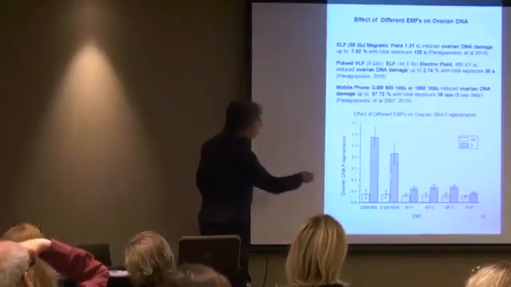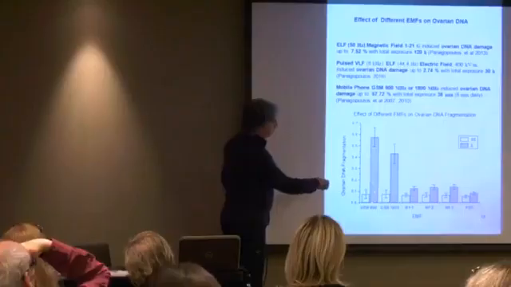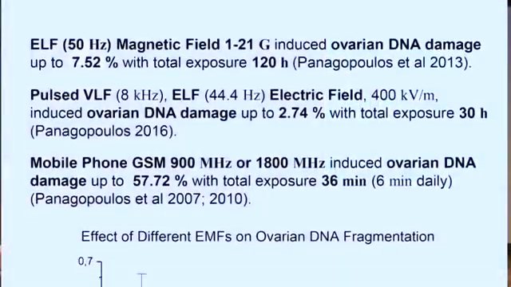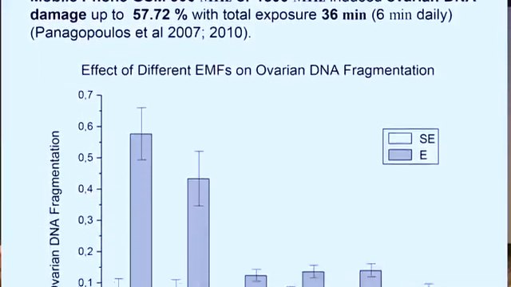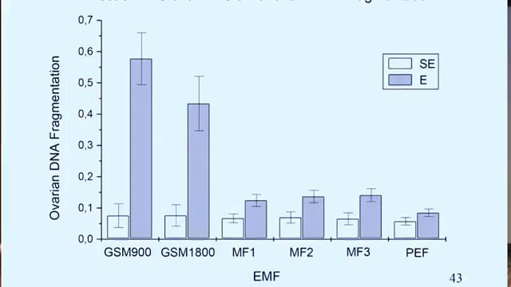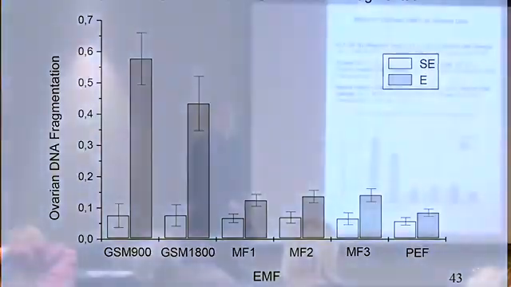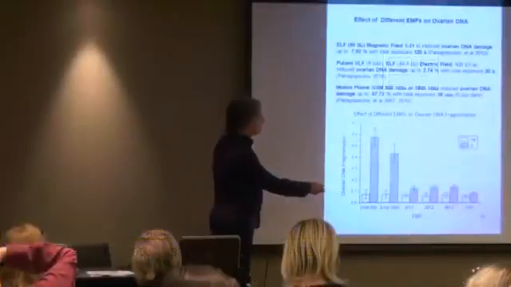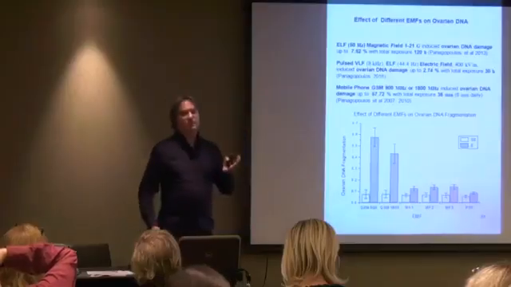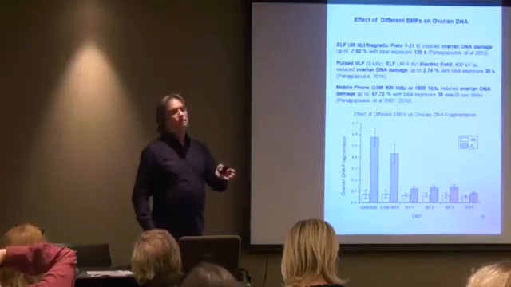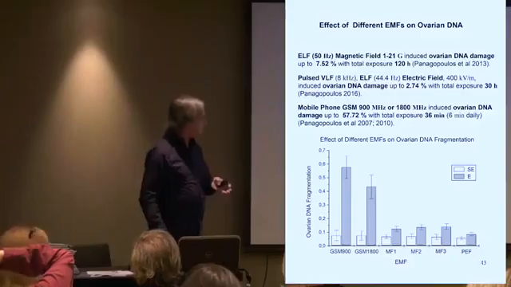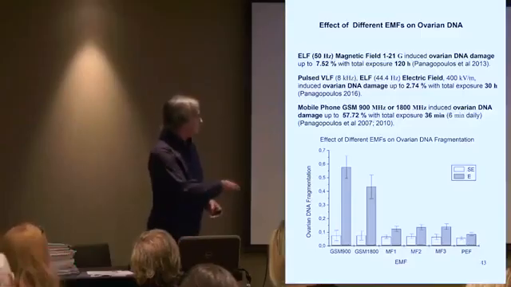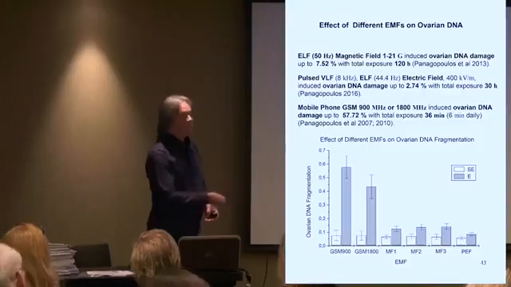This is DNA fragmentation with mobile phone at 2 different frequencies, carrier frequencies, GSM 900 and GSM 1800. This is 3 different intensities of 50 Hertz magnetic fields like those of power lines, and this is a pulsed electric field. So we compare DNA damage on the same animal, on the same cells, on the ovarian cells, with 6 different electromagnetic fields.